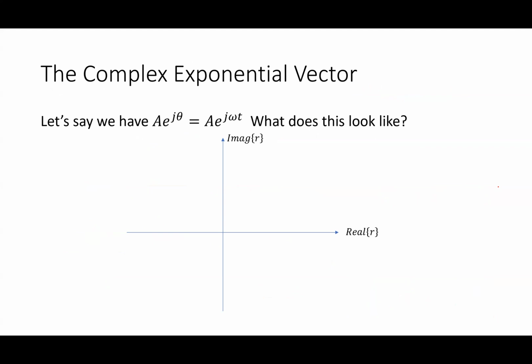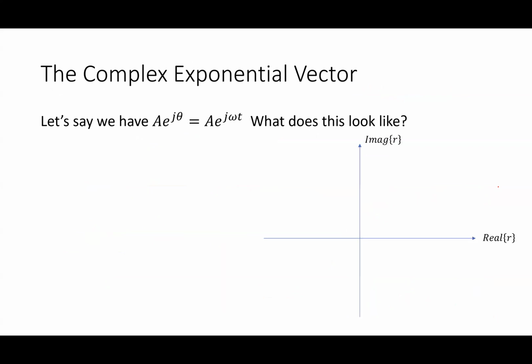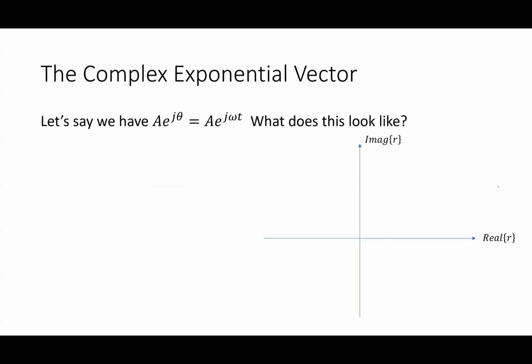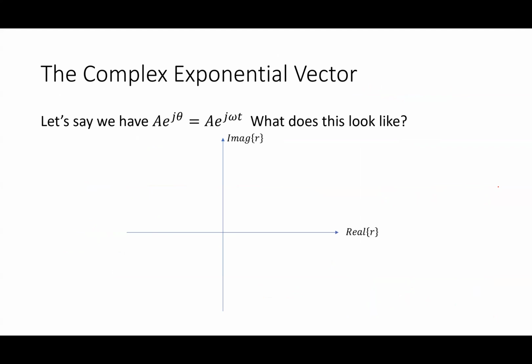So if I have something like this, I've got a couple of different ways. I've got something like a e to the j theta, and I say theta equals omega t. I think of that as this complex exponential vector that is moving over time. So let's say I had 4 e to the j omega t like that.